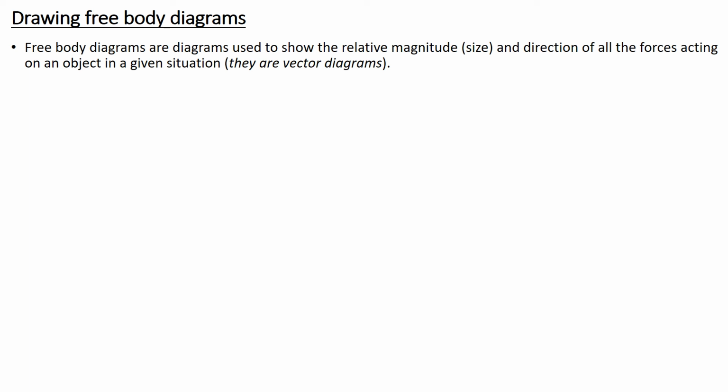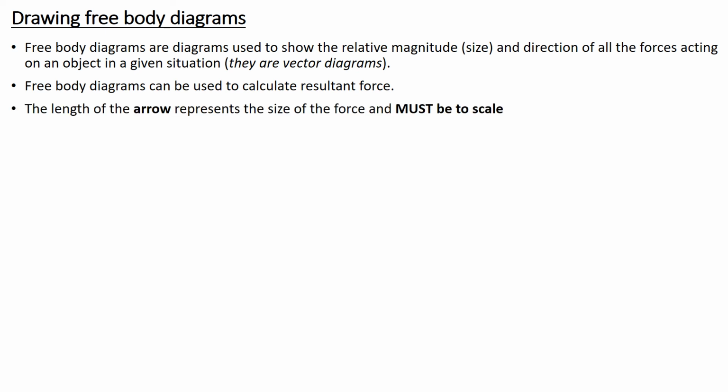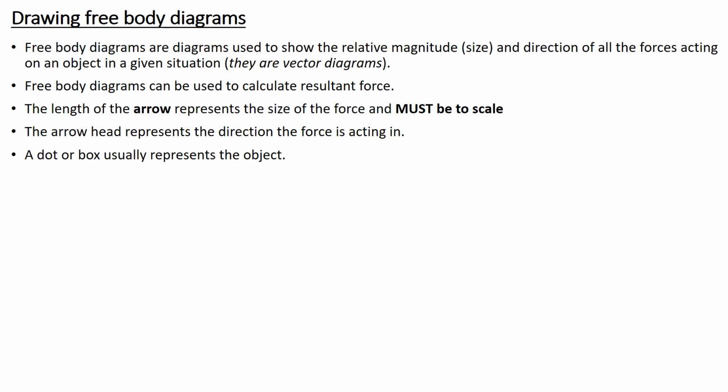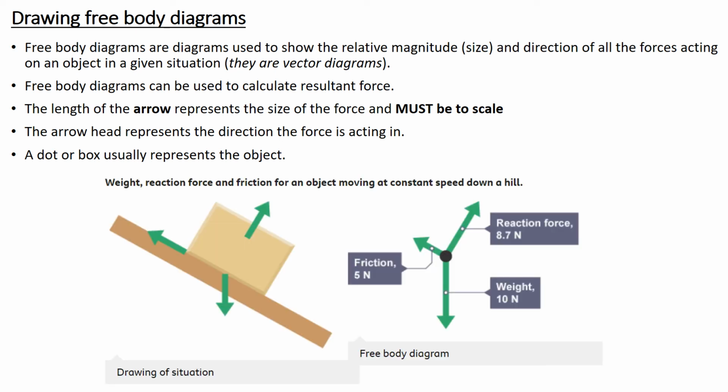So free body diagrams. These show me relative magnitude and direction of forces acting on an object. They can be used to calculate the resultant force, and the length of the arrow must be drawn to scale, and that will help you calculate what you're doing. So if you haven't got a ruler, go and raid a cupboard and make sure you've got one. The arrow head represents the direction in which the force is acting, and the dot or the box usually represents the object. So here I've got my box on a shelf.